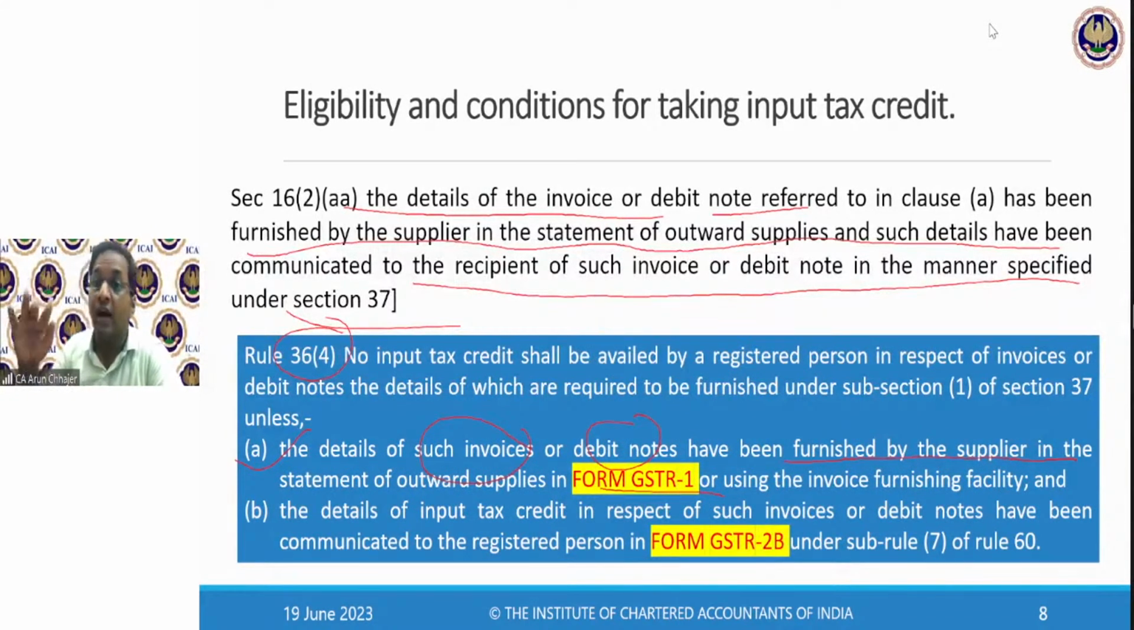Answer is no. So it is out from the 36(4). It is not bound by the 36(4). It cannot be bound by the 36(4). Therefore, ITC on import of the goods is not limited by 16(2)(aa) read with rule 36(4). Is it clear?